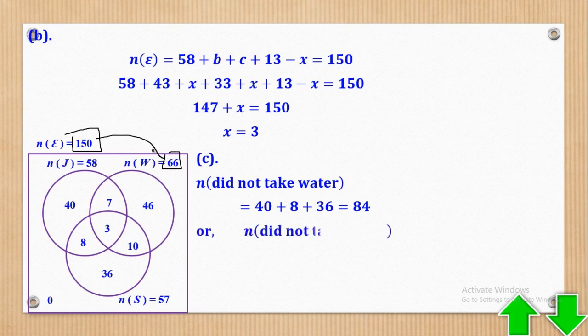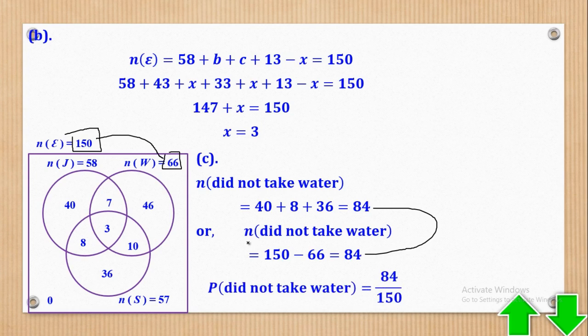For example, for those who do not take water, we can say 150 minus 66, and you still get the same value you got at first. So either of the 2 is okay. But remember, they ask for probability. So the probability required will be equal to the number of teachers who did not take water over the total, which is 150. It is okay to leave it like that or to reduce, but in order to avoid getting a wrong answer, it is better you leave it without reducing it.